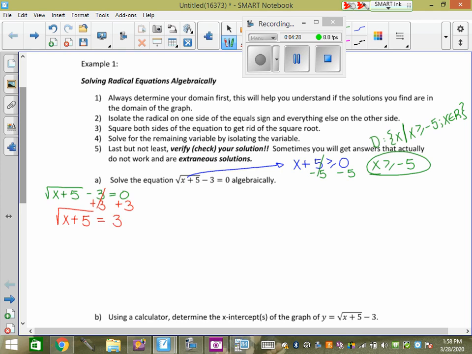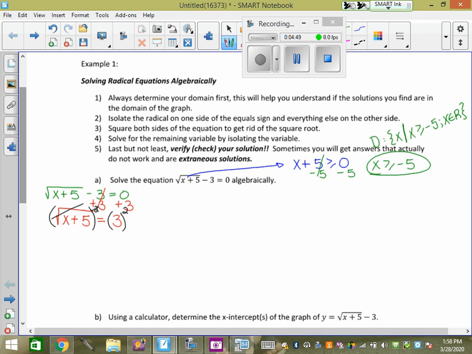Number 2, done. Step 3, square both sides to get rid of the square root. So once my radical is isolated, which I have to do first, I square this side and I square this side, because what I do to one side I have to do to both sides. When you square just a square root, the symbol goes away. That's why you want to get that square root by itself.